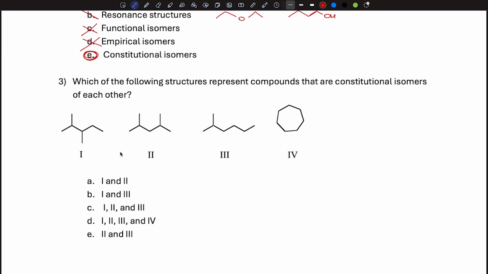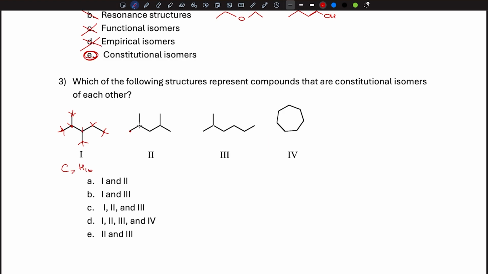In the next problem, we're again looking for compounds that are constitutional isomers of each other. Best way to do it again, let's figure out our molecular formula for each. If some structures have the same molecular formula, but they look different, we know that they're constitutional isomers. The first structure has 1, 2, 3, 4, 5, 6, 7 carbons, and then counting further, 16 carbons.